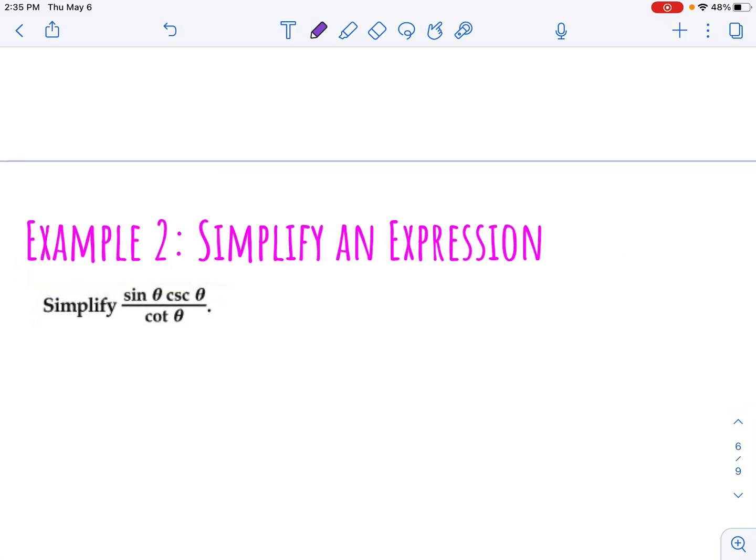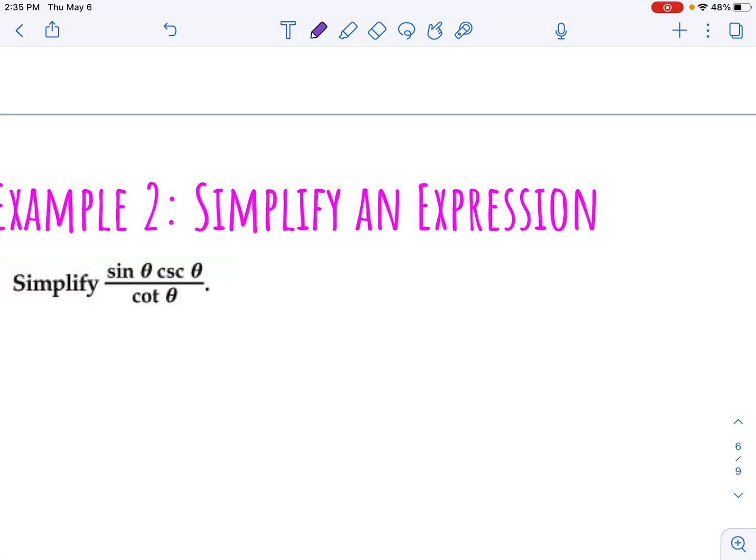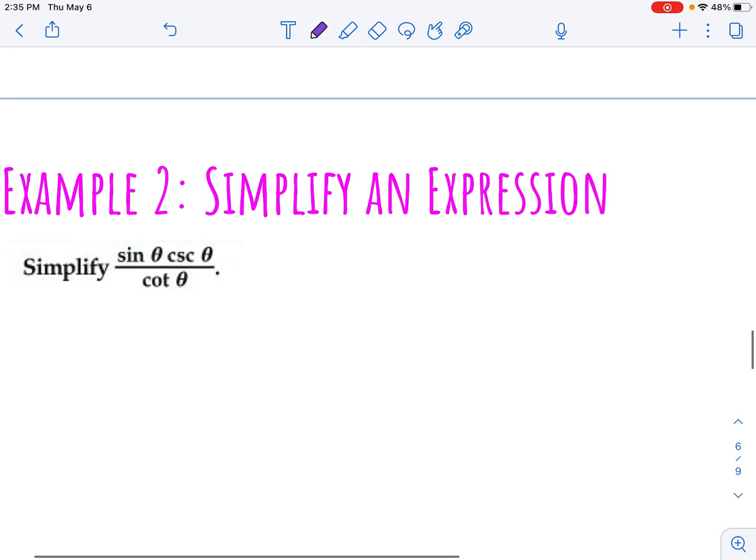Okay, our next example says simplify an expression. It's telling you that it's often easiest to write all expressions in terms of sine and/or cosine, just because that makes it simpler to solve. So we have: simplify sine of theta, cosecant of theta over cotangent of theta. So I want to rewrite these in terms of sine and cosine.